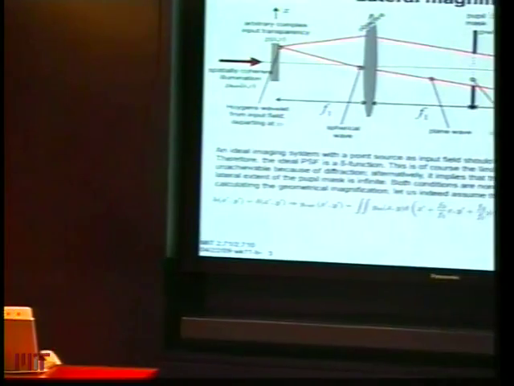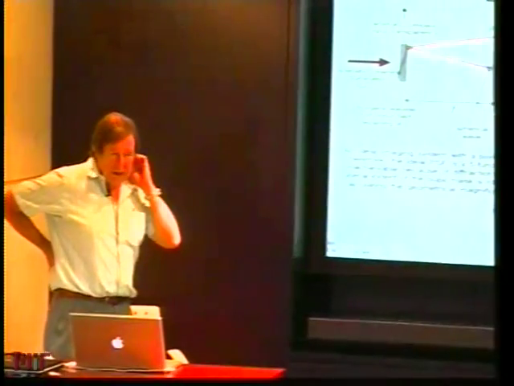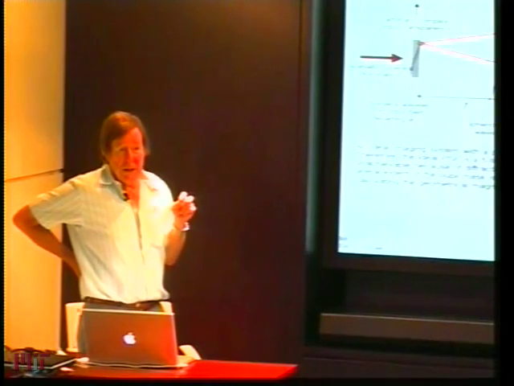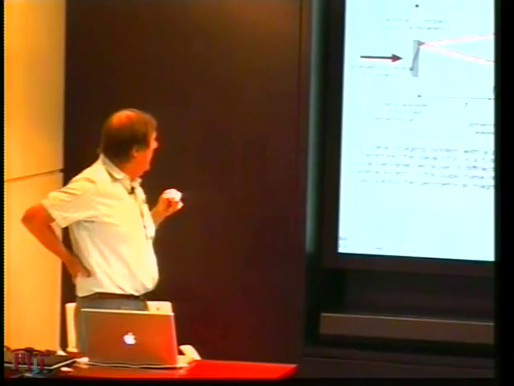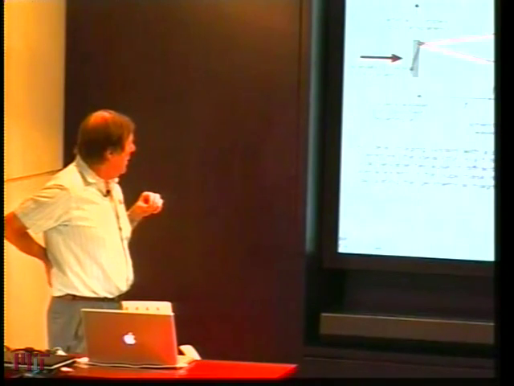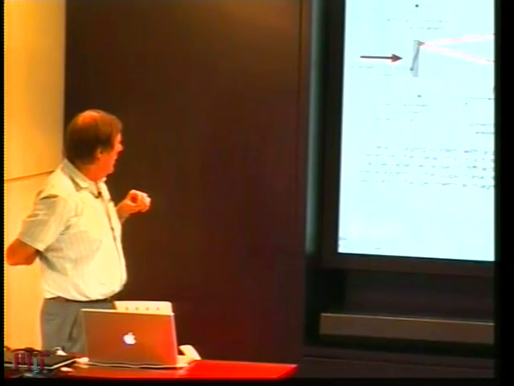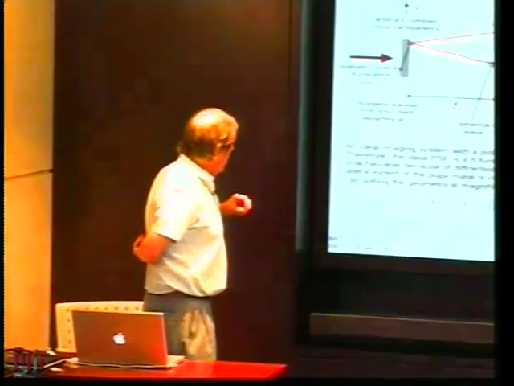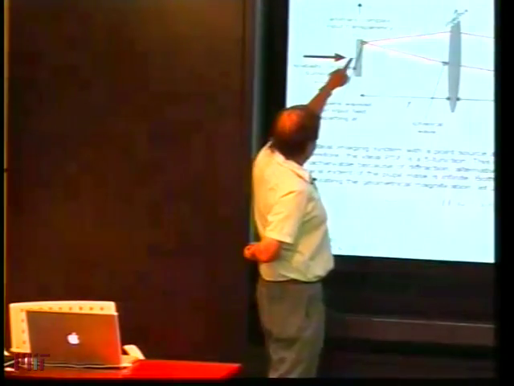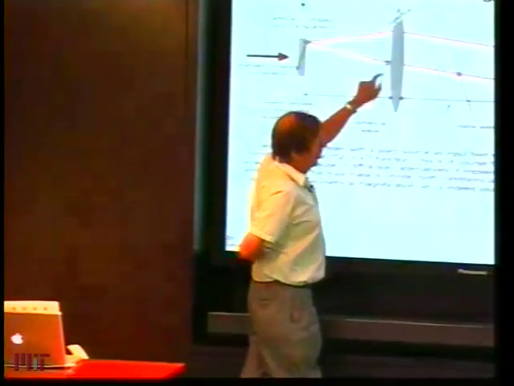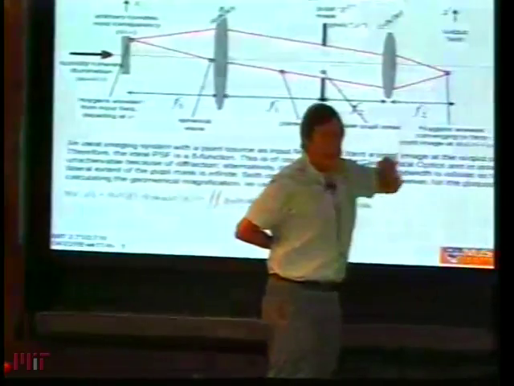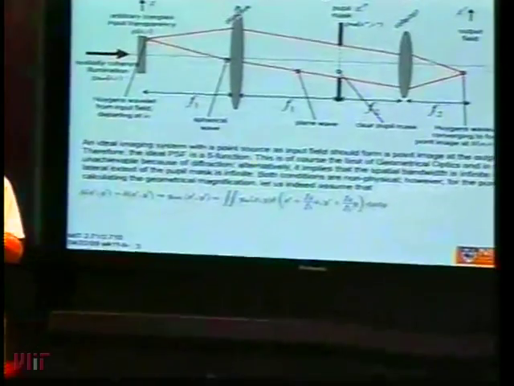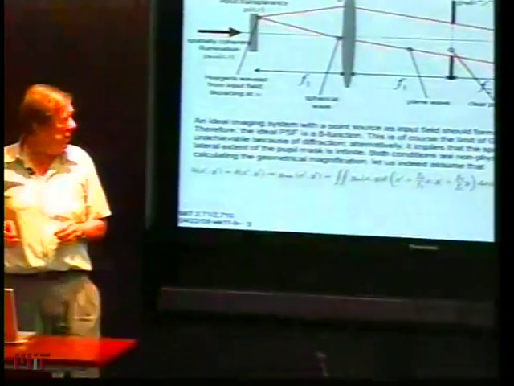Okay, so let's now think about how these concepts fit in with what we learned from geometrical optics. First of all, we'll look at lateral magnification. What we find is that if we have a point object here, as we mentioned before, it will give an image which is a blurred image of the point object, and this is the amplitude point spread function.